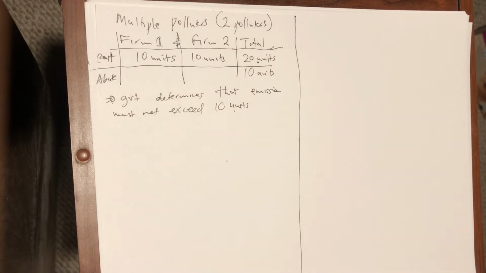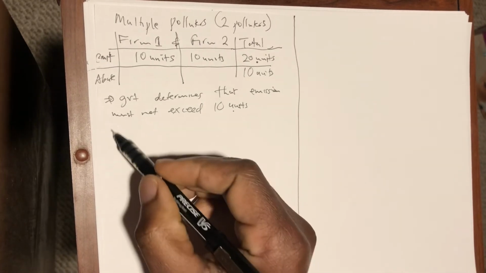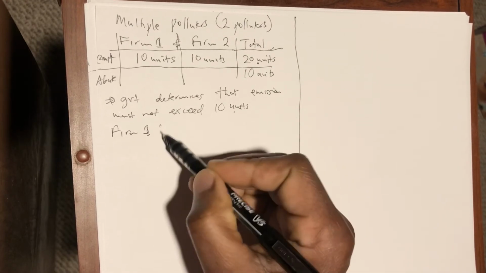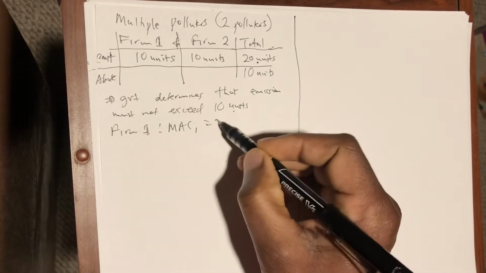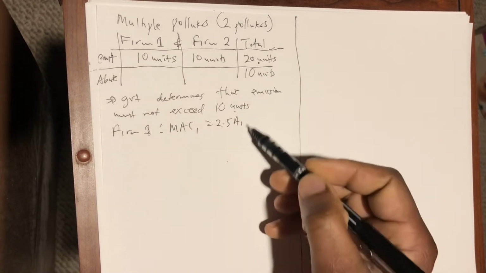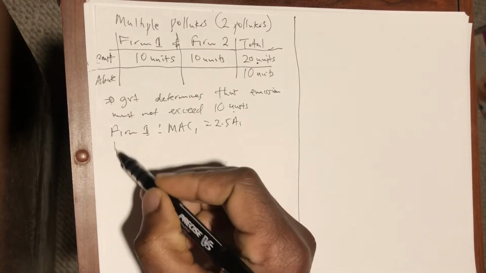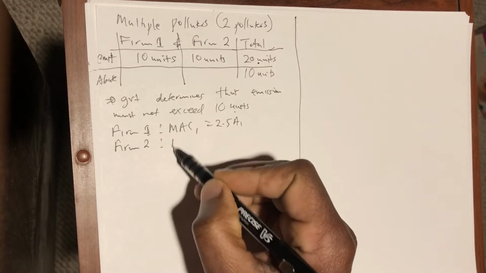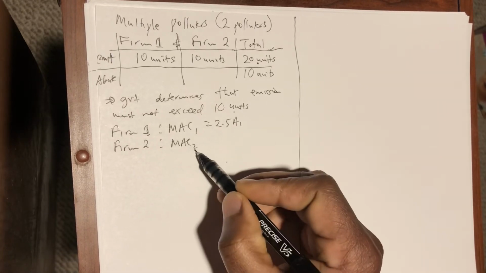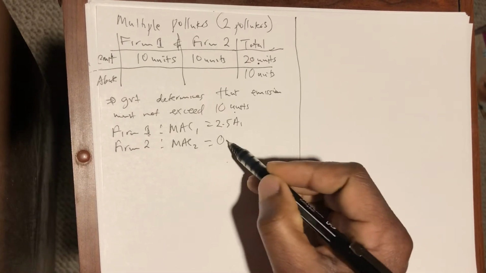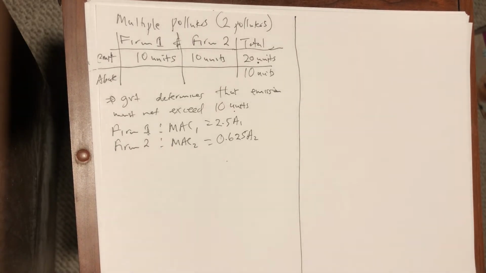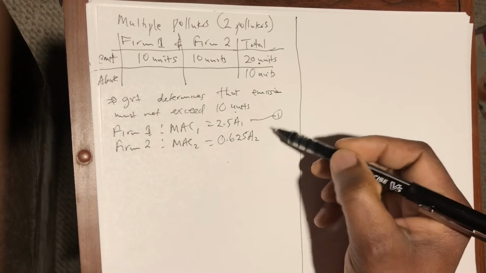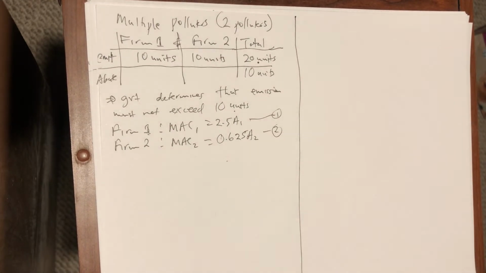So if the estimated marginal abatement cost for FEM1 is given as 2.5 A1, where A1 is abatement for FEM1. Then the marginal abatement cost for FEM2, we are given the estimated as 0.625 A2, meaning this is abatement for FEM2. Let's say this is equation 1 and this is equation 2.